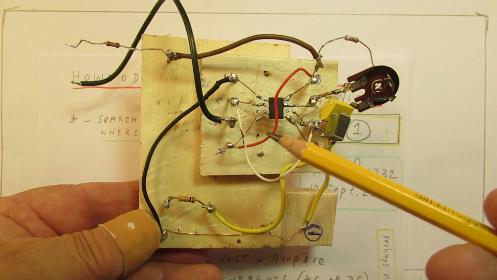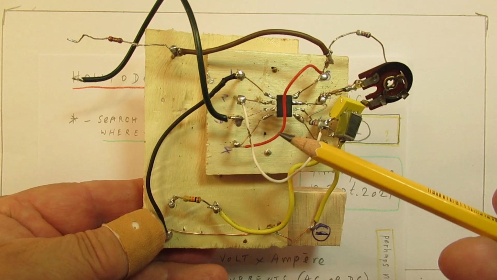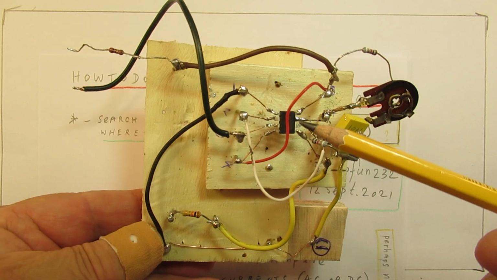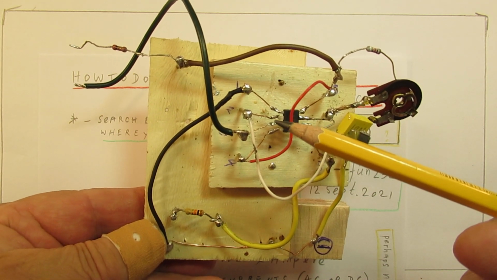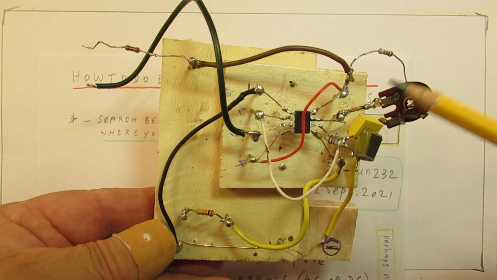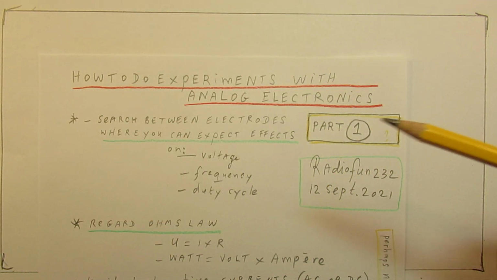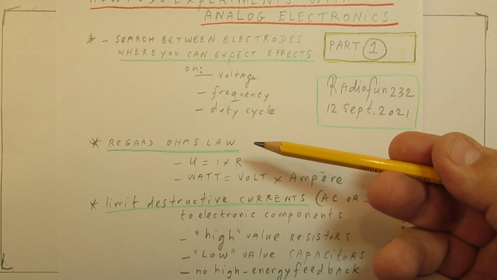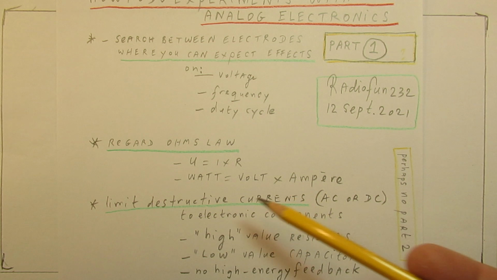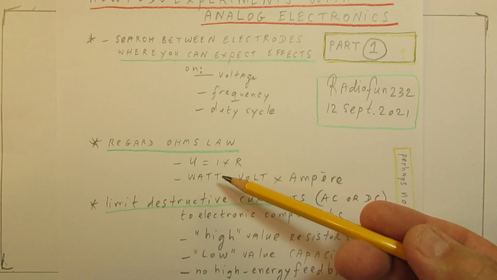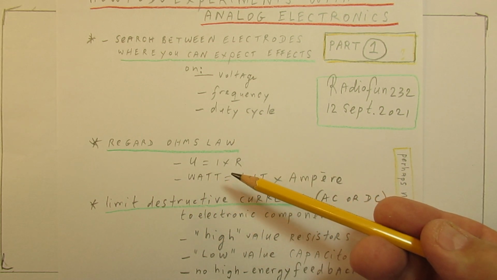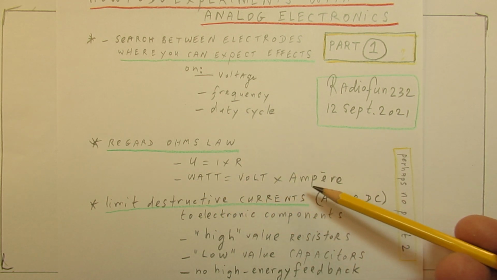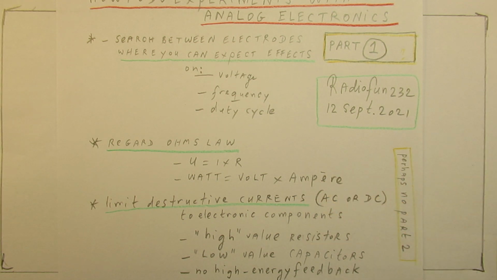So on such a circuit there are pins that are active. They make a change in the frequency or whatever when you connect another voltage, another capacitor, another resistor, etc. So that's important. And the second important thing regards Ohm's Law. Voltage is current multiplied by resistance. What is voltage multiplied by the current, ampere?